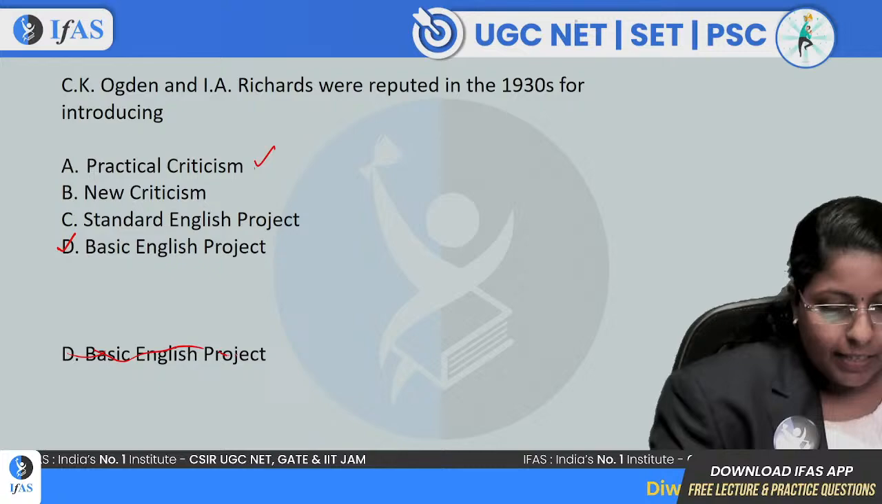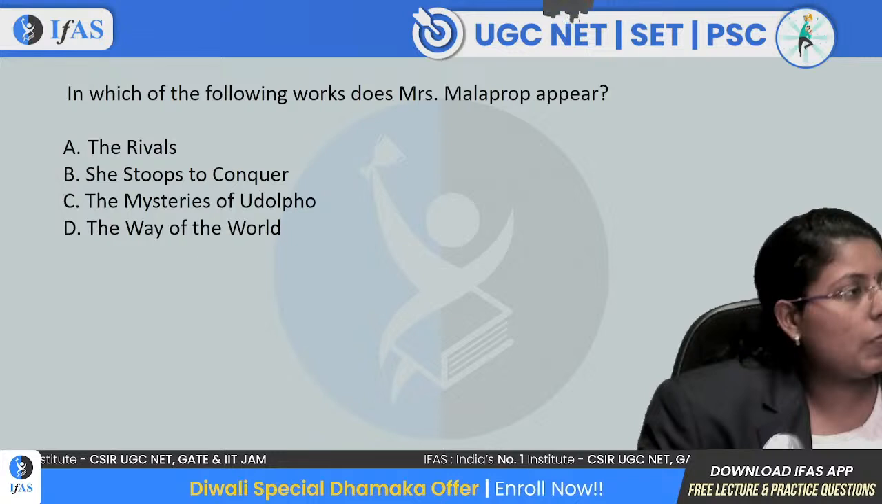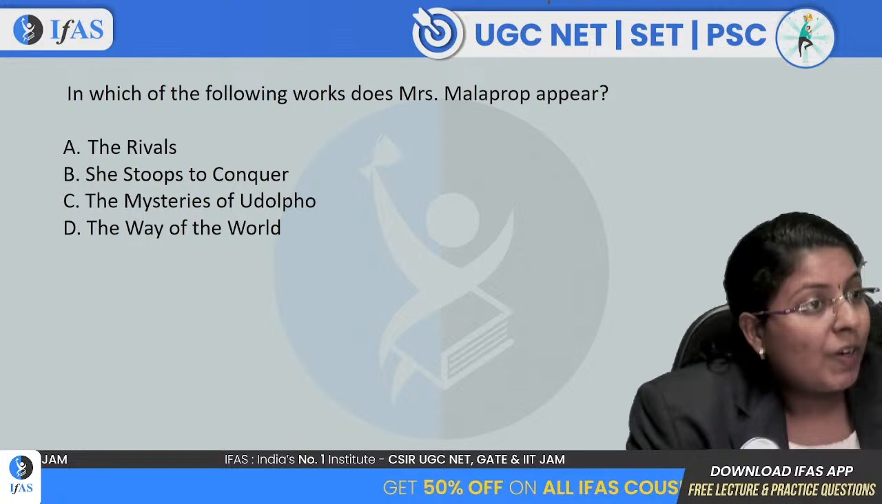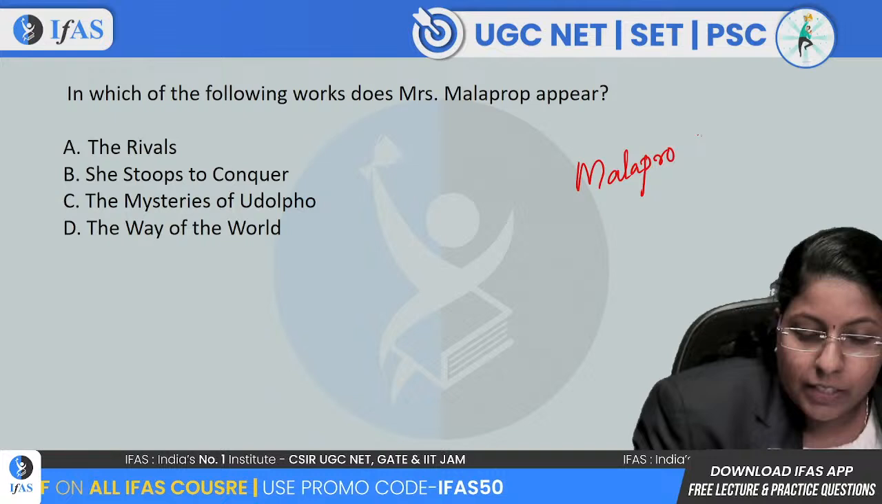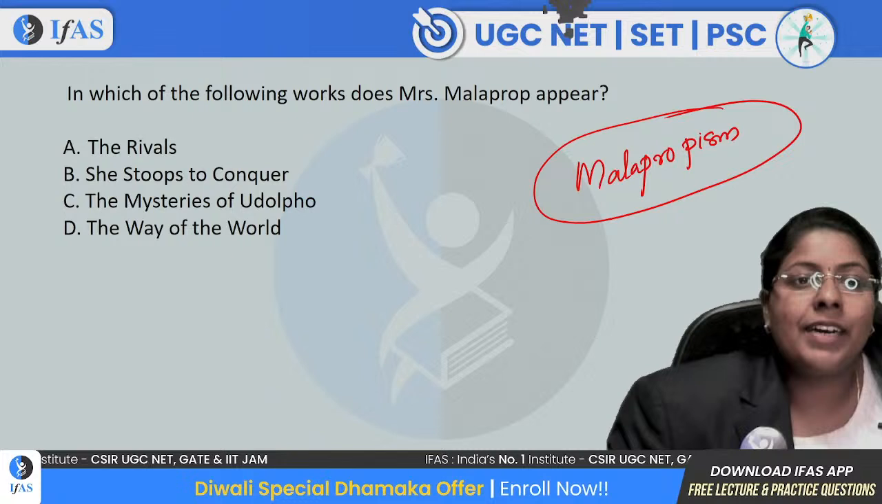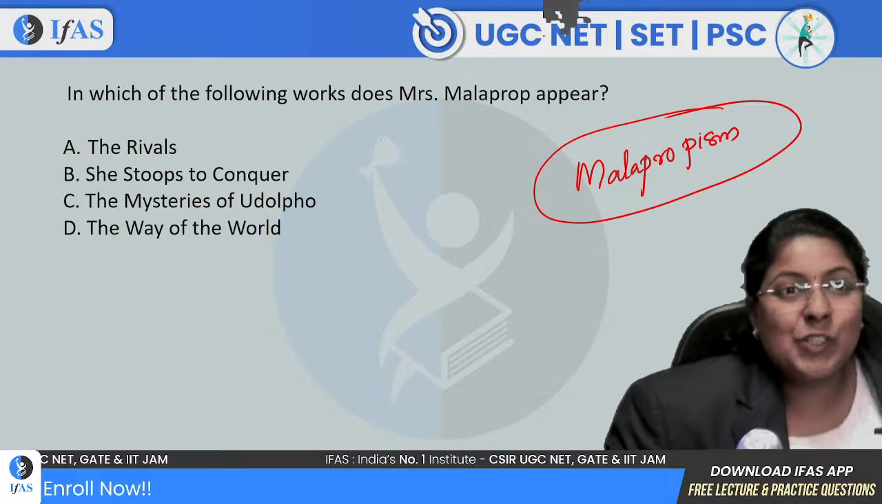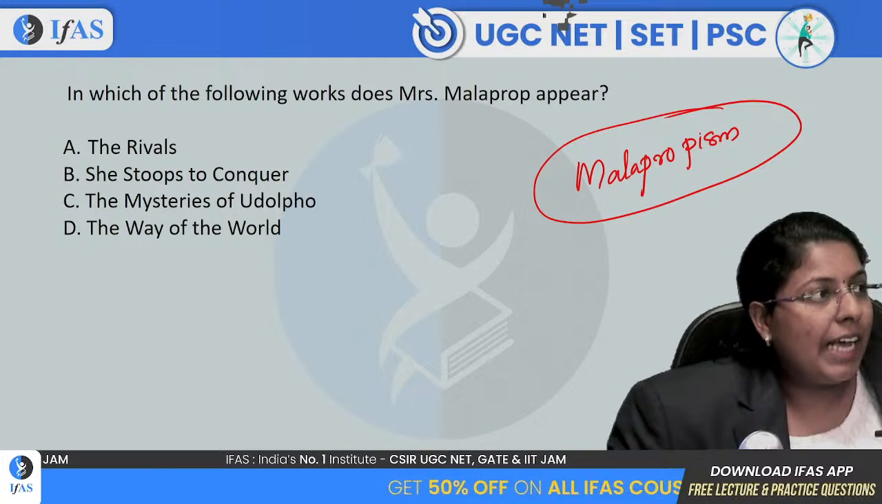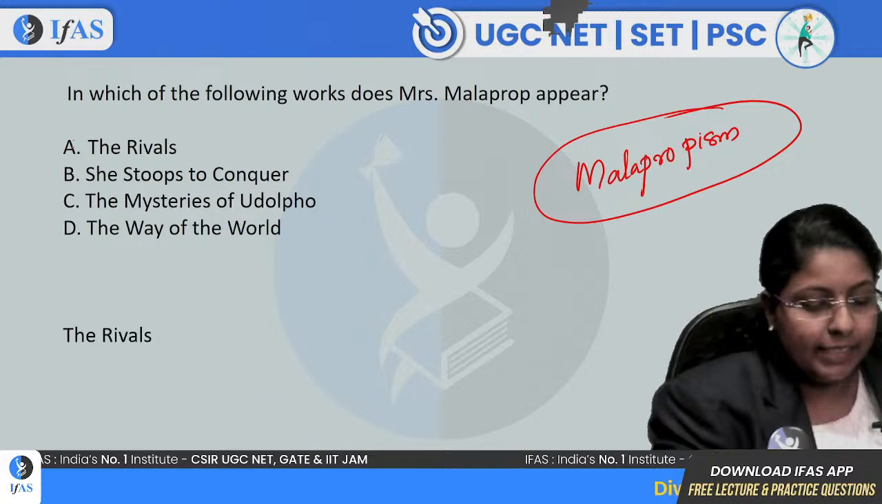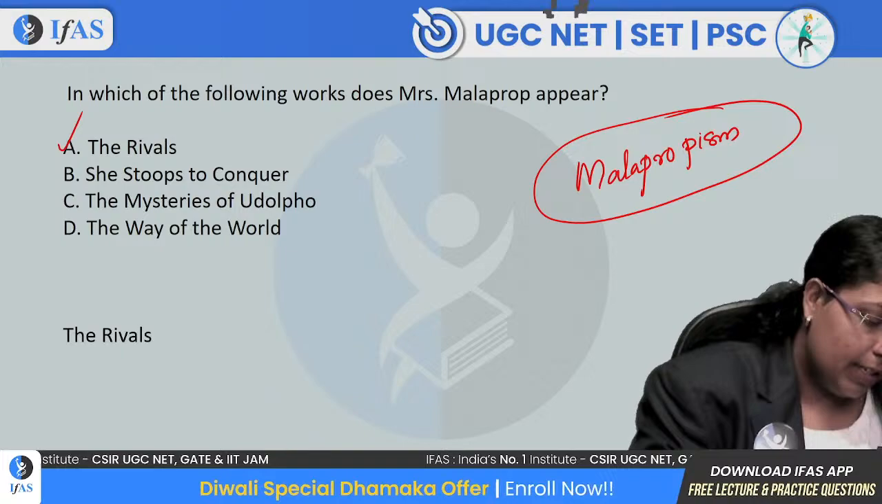All right. Okay. So, next question is, in which of the following works does Mrs. Malaprop appear? So, in which work does Mrs. Malaprop, that is Malapropism, appear? She is very, very important. Malapropism, after her character only, those who speak stupid English, we can say malapropism. So, is it in The Rivals, is it in She Stoops to Conquer, or is it in The Mysteries of Udolpho, or is it in The Way of the World? The Rivals, right, yes, the answer is option A, The Rivals. All right. So moving towards next question.